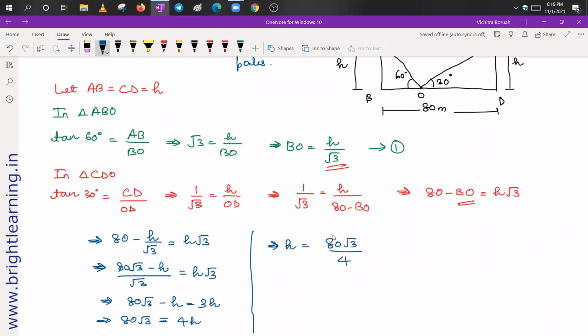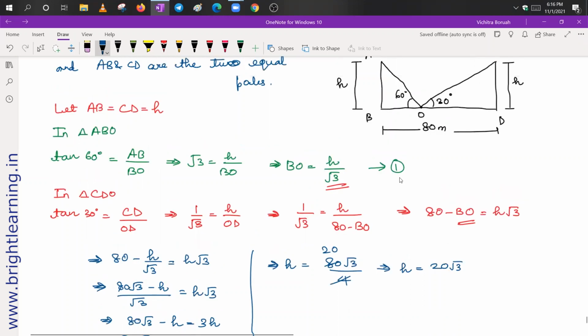So next, you just cancel out the terms here. So 4 2 is 8, 4 20 is 8. So from here, you will get the value of H, which is 20 root 3. So H is the height of the pole. Both the poles, so we got the height of both the poles, that is 20 root 3 meters.